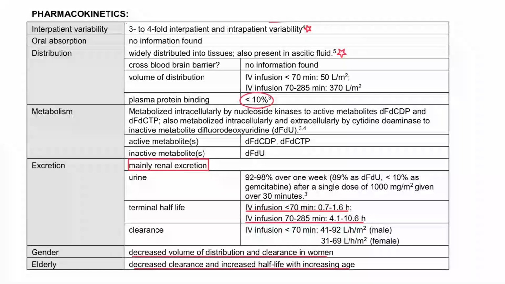It mainly undergoes renal excretion, and the terminal half-life of the drug depends upon the rate of infusion. Normally, the standard rate of infusion of gemcitabine is you finish it off in 30 minutes. So if the infusion time is less than 70 minutes, the half-life will be around 1.6 hours. And if the infusion time is prolonged, like 72 to 85 minutes, the half-life will be around 10 hours. And also there is decreased clearance in elderly population as well as in females.